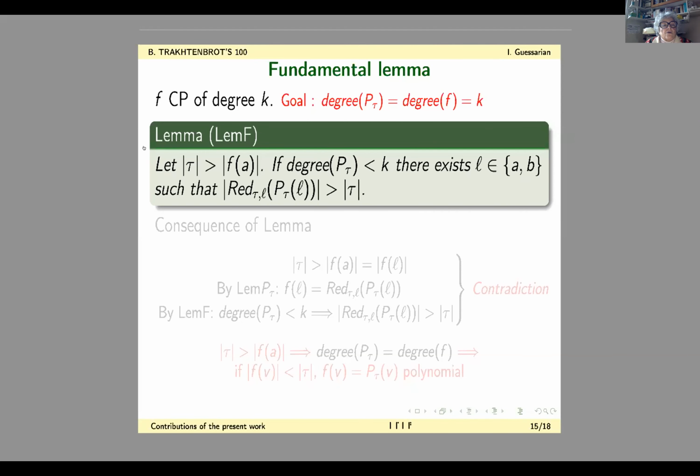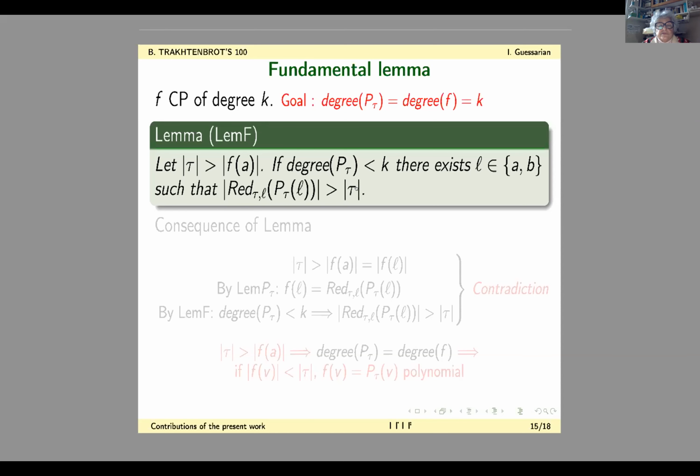Assume that the length of tau is larger than the length of f of a. Then in case the degree of p tau is strictly less than k, we can find an L, which belongs to {A, B}, one of the two letters A, B, such that ret tau L of p tau of L is strictly larger than tau.